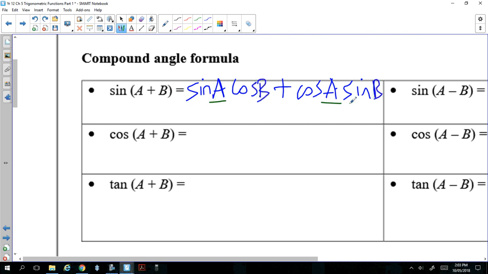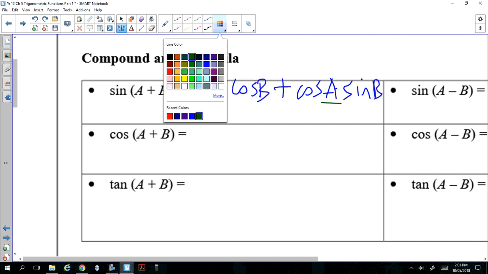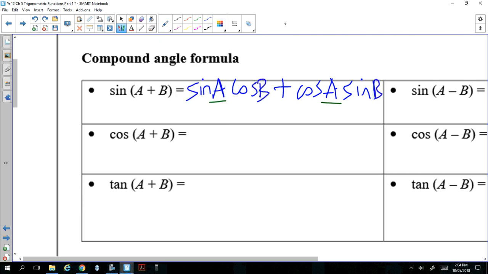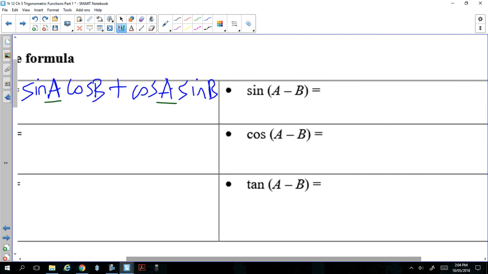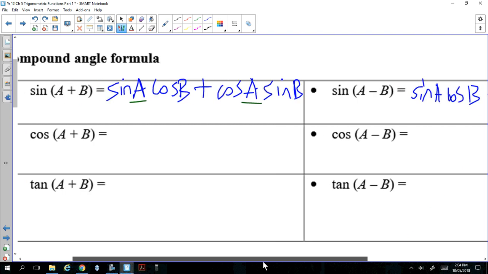And what if it's a minus? You just have to change the middle term to a minus. So you still do sine A cos B, but cos A sine B, I have a minus. So the two formulas are quite similar. Okay. How about the next one?